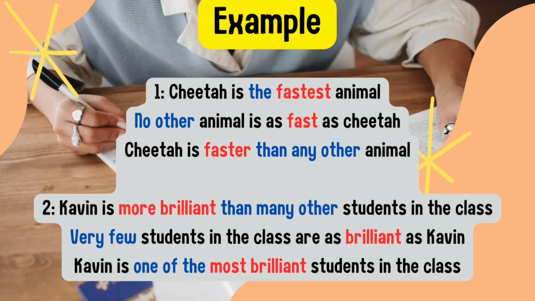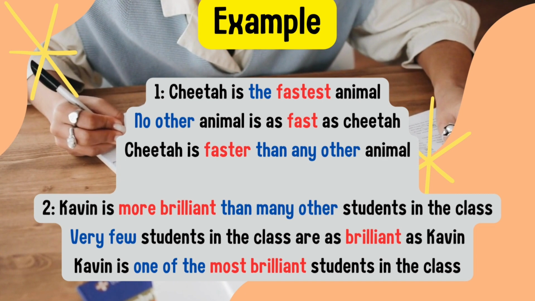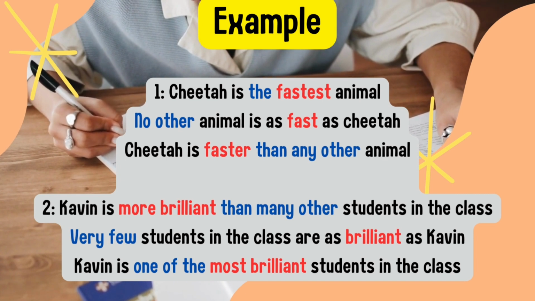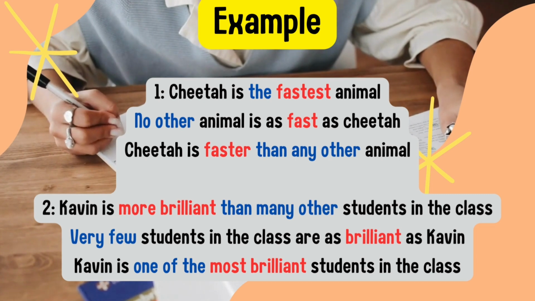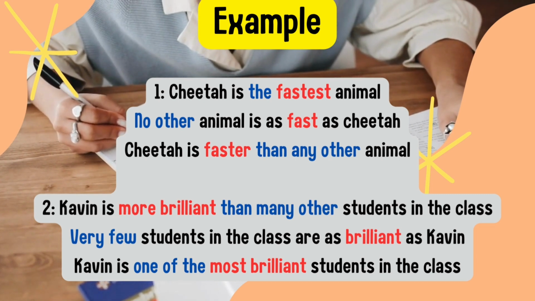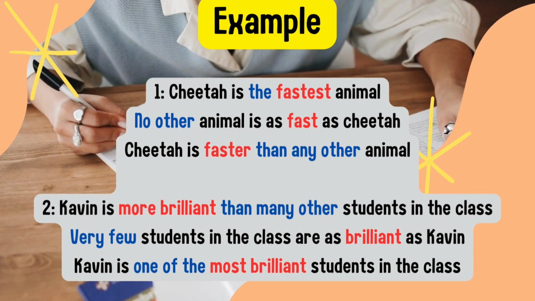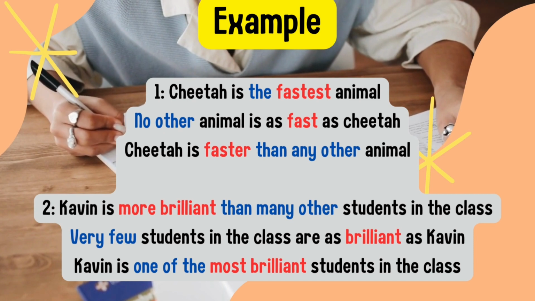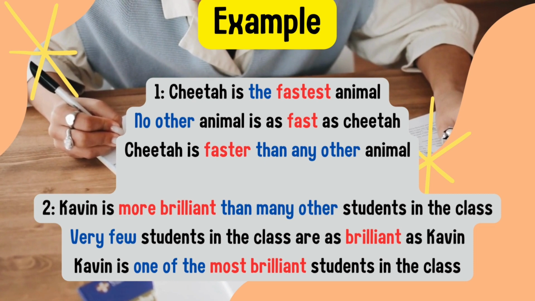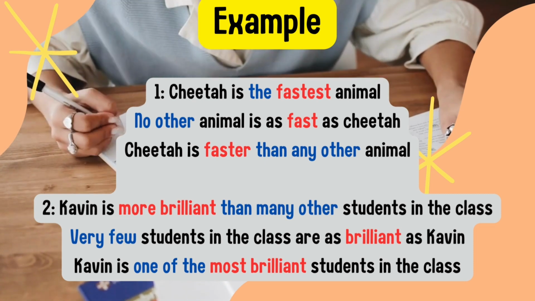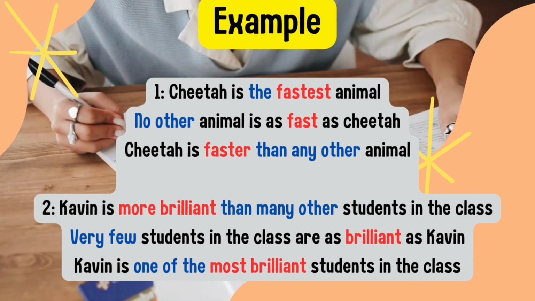And now comparative to superlative. Write Kavin as it is. Next the helping verb is. Next we have more brilliant. The superlative form of more brilliant is most brilliant. Before writing the adjective, we need to write the clue word. So, one of the most brilliant. Omit than many other. Write students in the class. Kavin is one of the most brilliant students in the class.